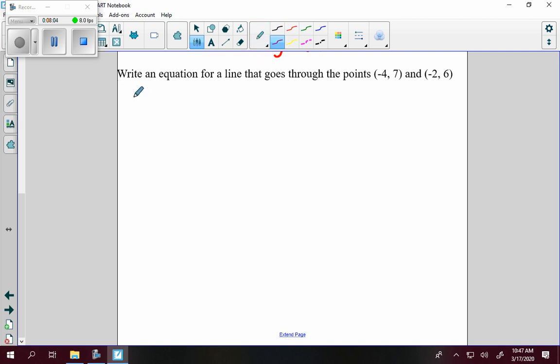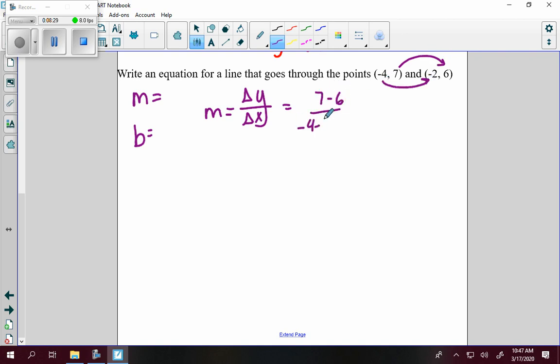And I'm ready to move on, so I will. So m and b. I don't see a y-intercept because no values for x are 0. I don't see a slope, so I have to come up with my slope. I know that I have 2 points, so I'm going to do my change in y's over my change in x's. My y's say 7 minus 6, and my x's say -4 minus -2. So I have 1 over -4 plus 2, which is 1 over -2.